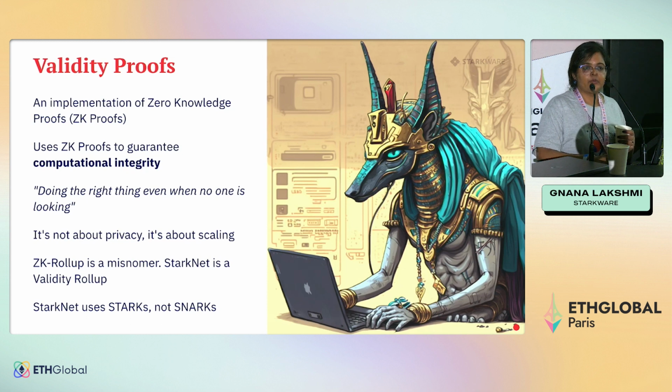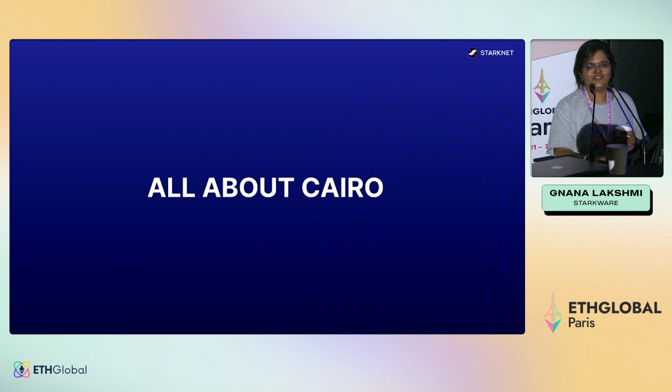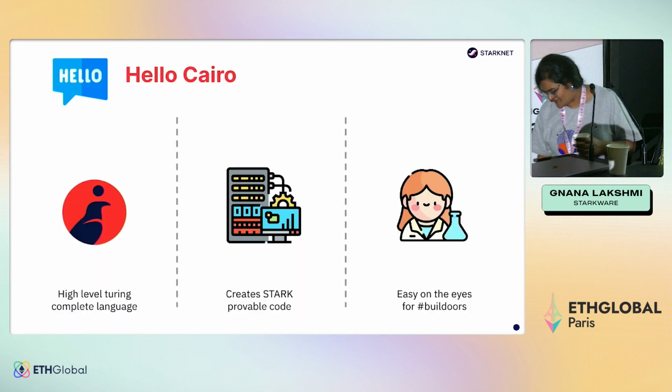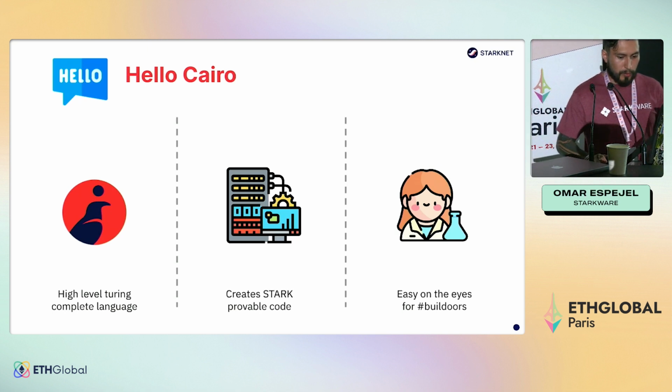Cairo is the programming language that we are using right now to write contracts to deploy on Starknet, and the next session is all about Cairo. So, thank you very much.